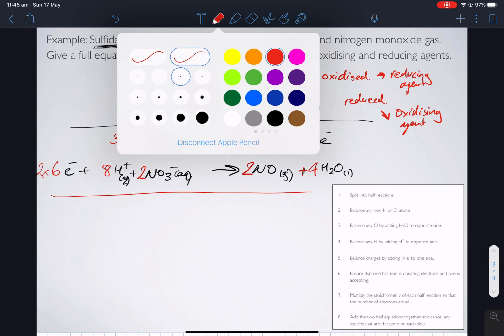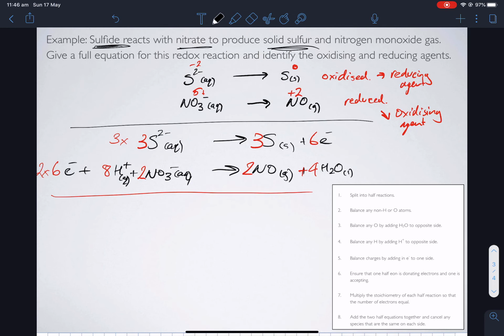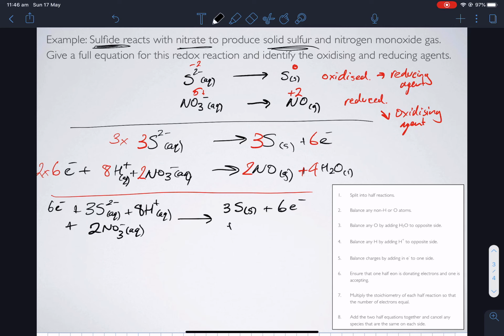Switch back to black, hey? Okay, so we've got 6 electrons plus 3 sulfides plus 8 H pluses plus 2 nitrates. Okay, 3 sulfurs, 6 electrons, 2 nitrogen monoxides, and 4 waters.